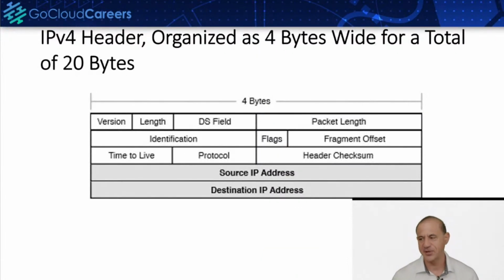So let's talk a little bit about what goes into the IP headers, because we're going to need this. There's a version. What version of IP? There's a length. How many bytes? There's this DS field. This DS field is really important. It's the type of service. So I can set this to critical. I can set this to low priority.